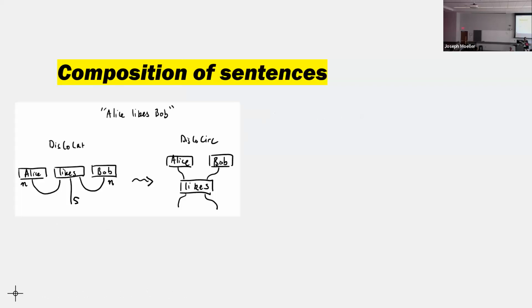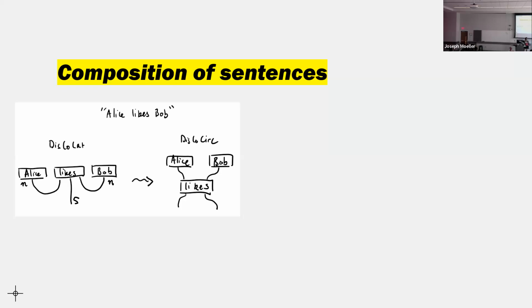Just to give an idea of how this works, consider the sentence "Alice likes Bob." The DisCoCat diagram for that sentence, which we all know and love, is the thing on the left. We read the diagrams from top to bottom here. The key point is that in DisCoCat, every sentence ends up having one sentence type output, so it just ends up being a vector in some sort of sentence space.